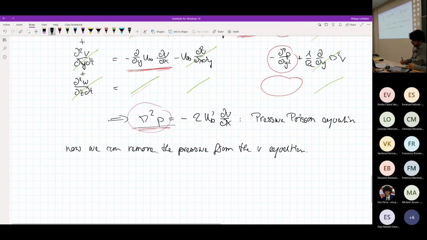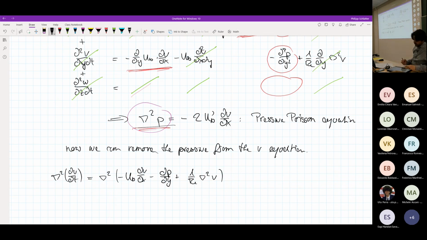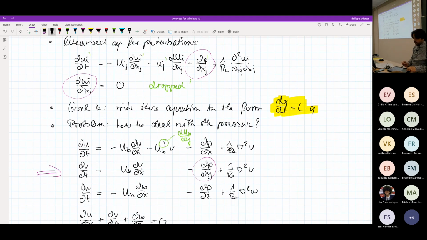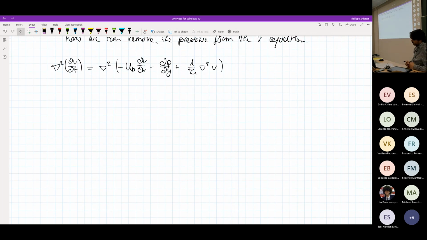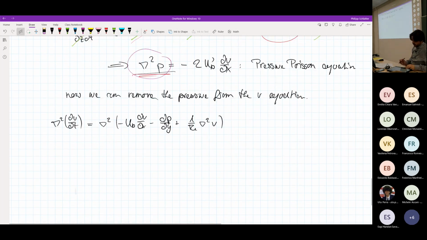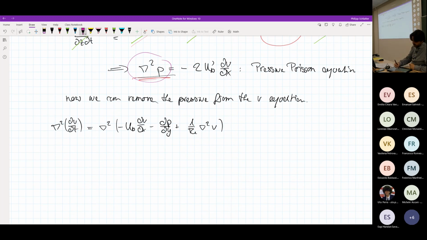So what we do is we calculate nabla squared of dv dt. So the v equation becomes nabla squared of minus ub dv dx minus dp dy plus 1 over Reynolds of nabla squared v. That's just the v equation that I had written here, multiplied by nabla squared. But now I can take this nabla squared p and essentially put it in here.